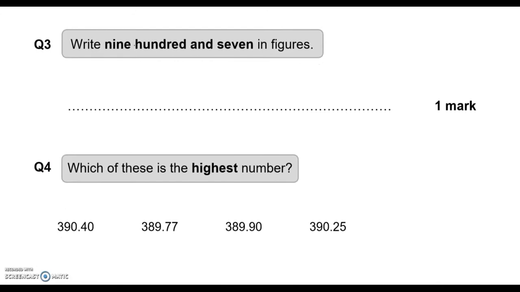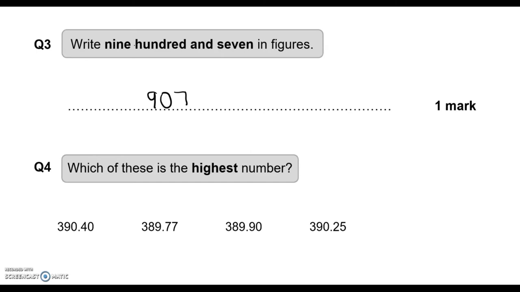Write 907 in figures. So 907, no tens. Question 4, which of these is the highest number? We've got 390.40, we've got 389.77, 389.90, 390.25.